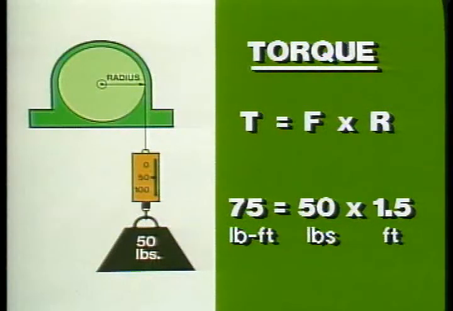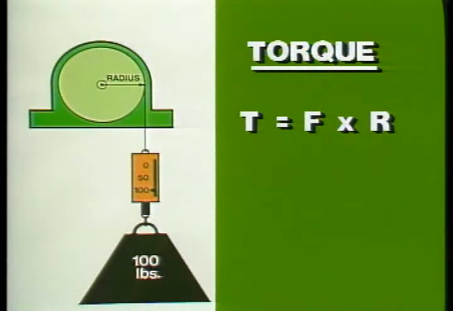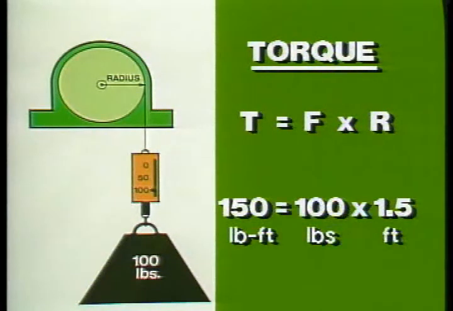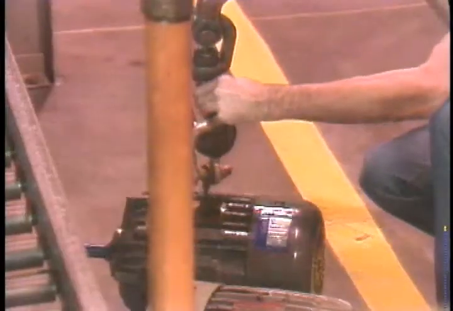What happens if the load is increased to 100 pounds? A motor will always respond to a change in the load by producing just the amount of torque demanded. So the motor will have to exert 150 pound-feet of torque. If the torque requirements are within its capabilities, it will move the load.